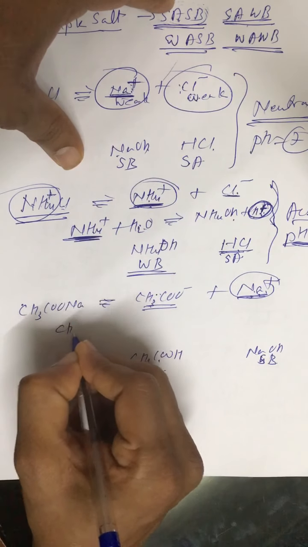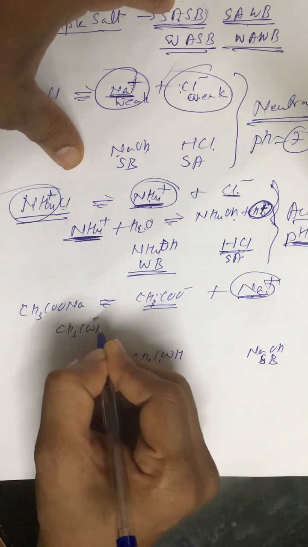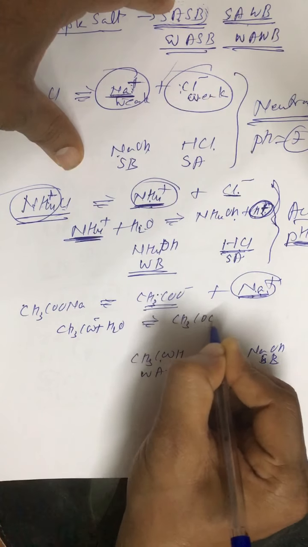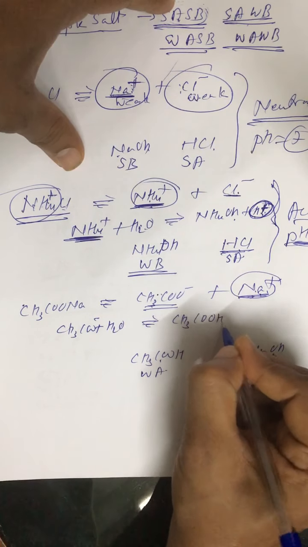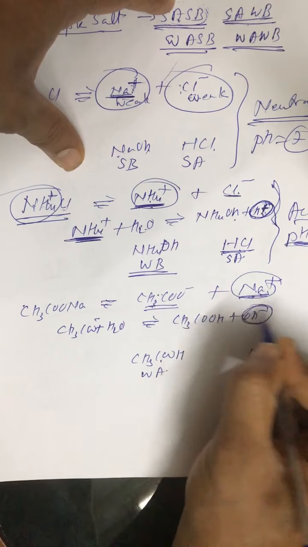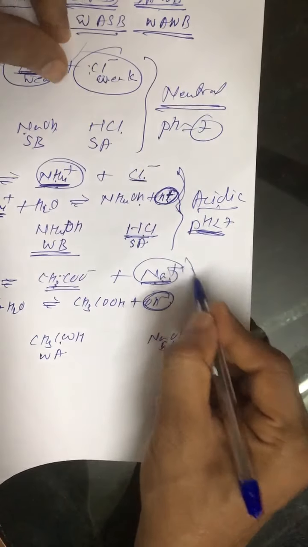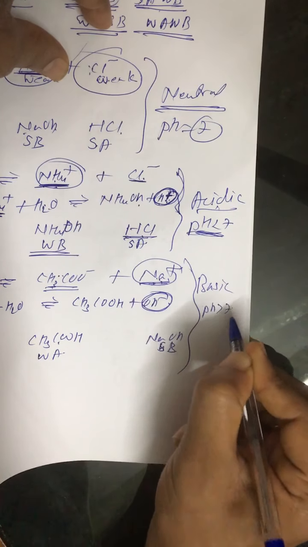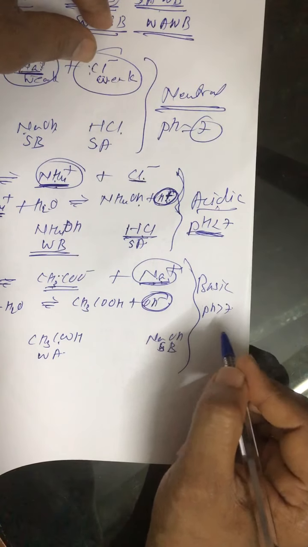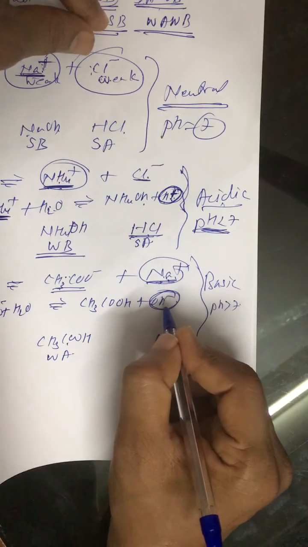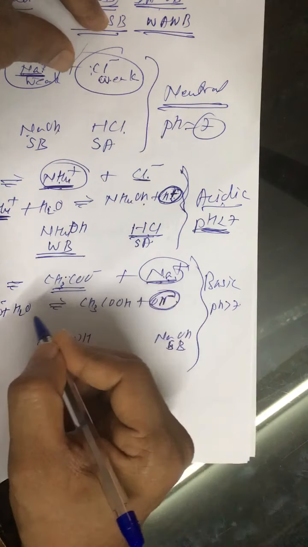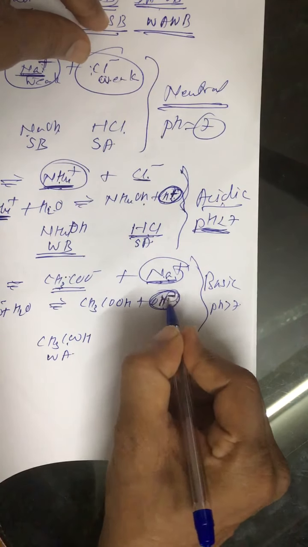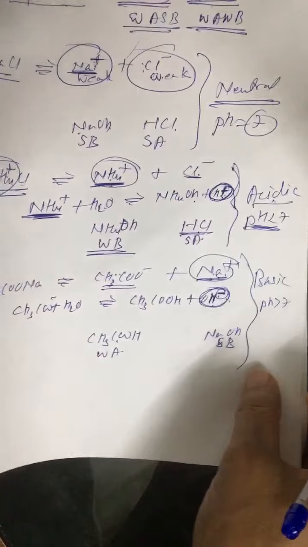Since it is a strong conjugate part, it will react with water to produce extra OH negative, and due to the formation of extra OH negative, the solution becomes basic, and pH becomes greater than 7. And why is it basic? Because of anionic hydrolysis, because OH negative is an anion and the anion is produced due to anionic hydrolysis.